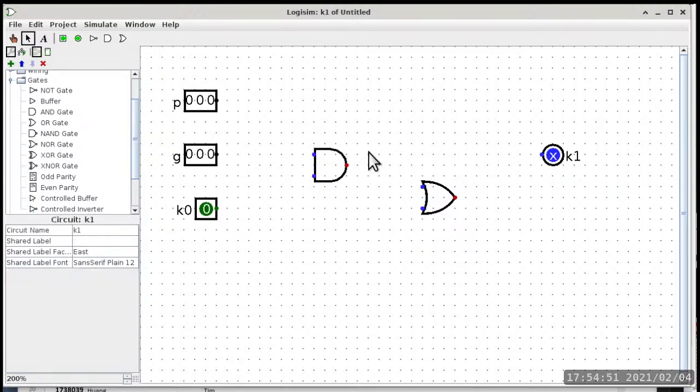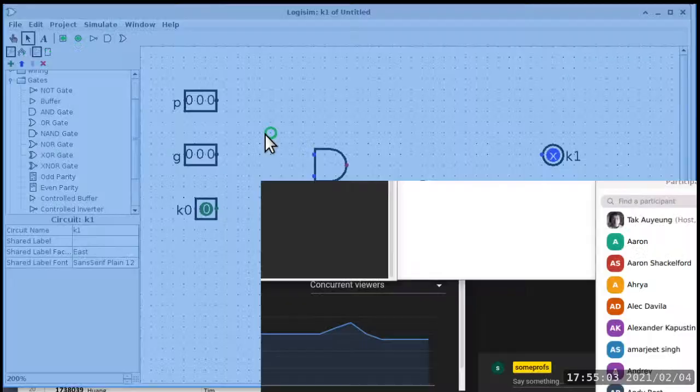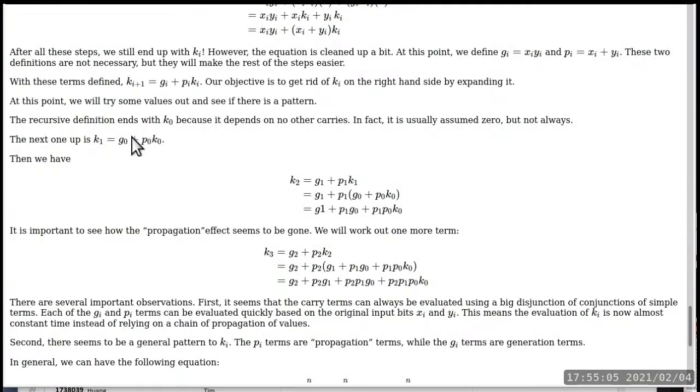And then we have to figure out how to wire the P, G, and K0 as input pins to the gates, and then from the gates to the output pin. So the first thing we need to do is go back to the equation, and we know that we don't need the entire G because G has 3 bits in it. We just need bit 0 in this case. Same thing with P. K0 is a single bit already, so it's not an issue. So we'll work with P0 first.